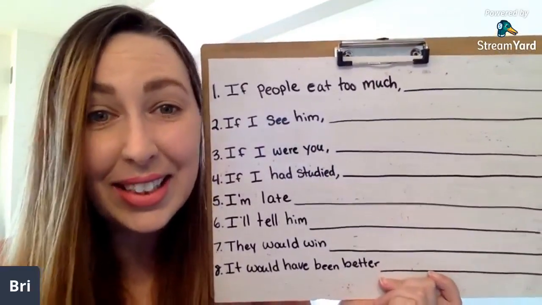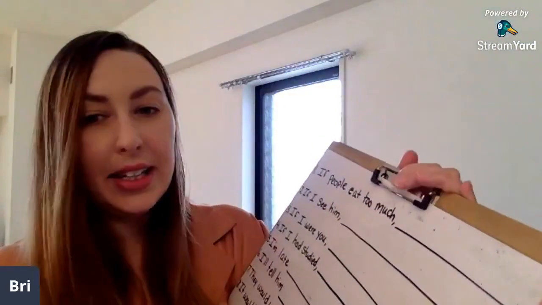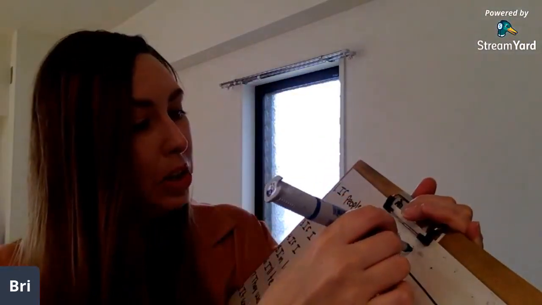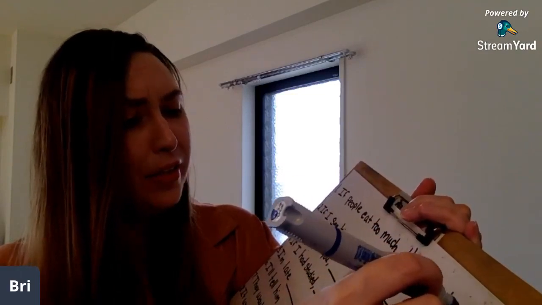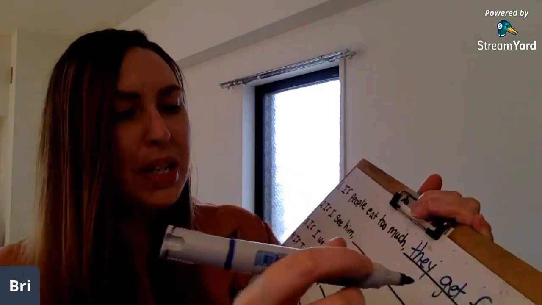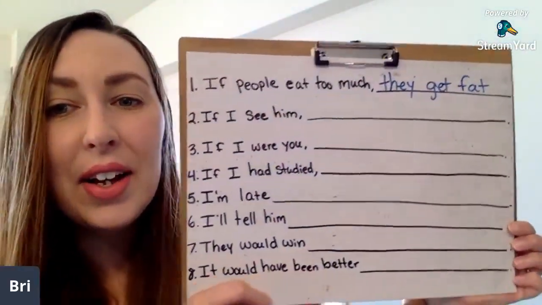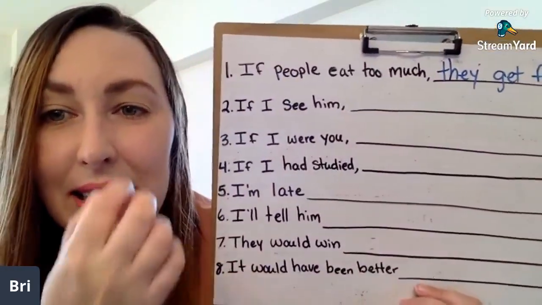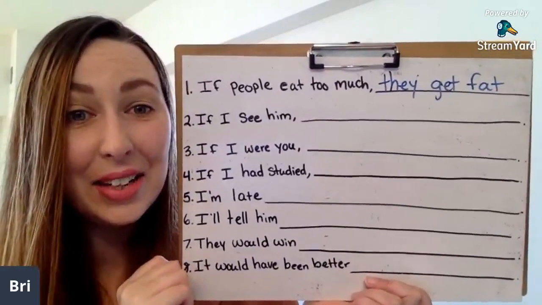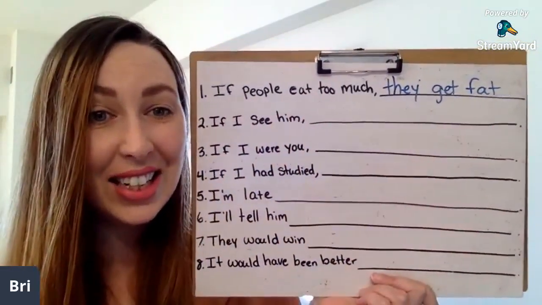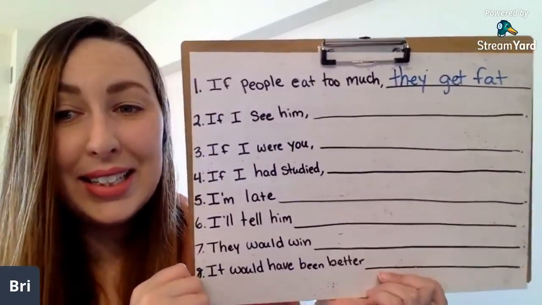If people eat too much, they get fat. Yes, very good. They get obese. They become obese. Okay, very good. Very nice, everyone. Very good. Oh, they get sick. Very good. If people eat too much, they get sick. Yeah, that's a good one. Okay. Very, very nice.